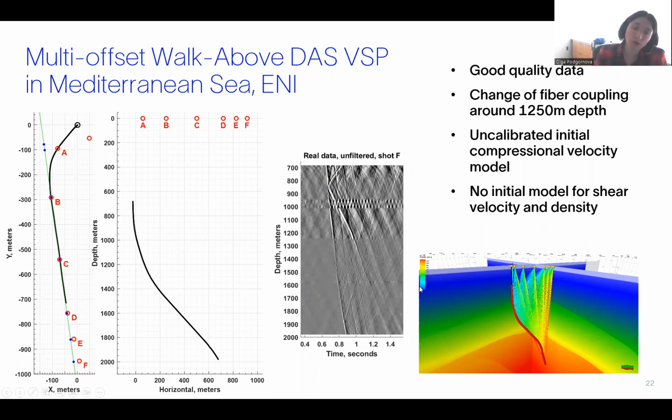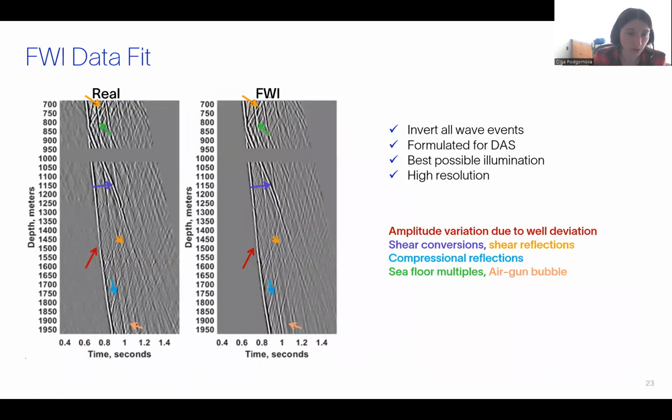This job was a little bit more challenging because we did not have a good initial model here, neither for compressional nor any estimation for shear. And we adjusted the workflow a lot to account for that. And it actually worked. The best way to construct the initial model was to use a certain empirical relation between compressional and shear for the initial model. We tried several and chose the best one.